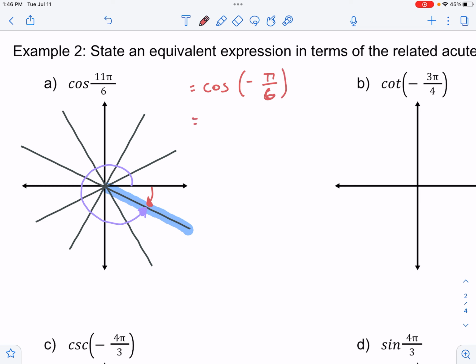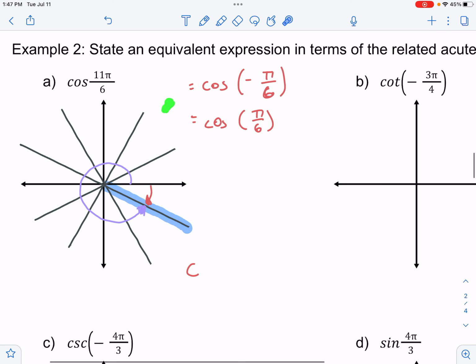Another option might be cosine of positive pi over 6. And we get that because we know that cosine is positive down here. So whatever this answer is going to be, it's going to be positive. It's also going to be positive up here in the A of our cast rule. So this arm is going to give the same result as that arm. And if you're like, what are you even saying right now? No problem, we'll get there.